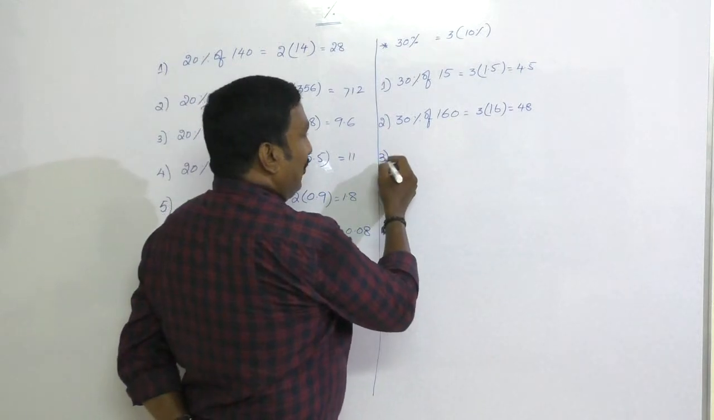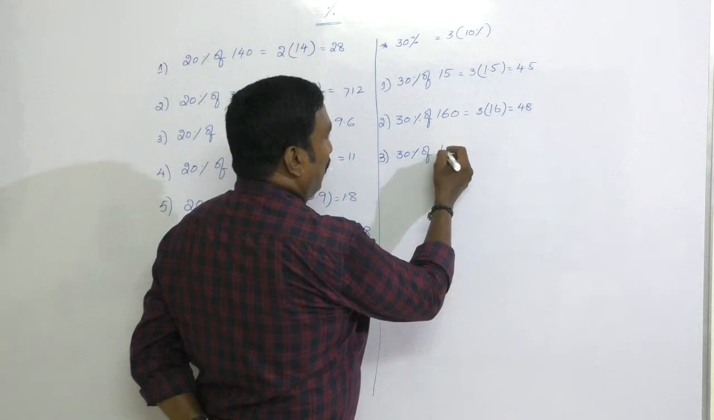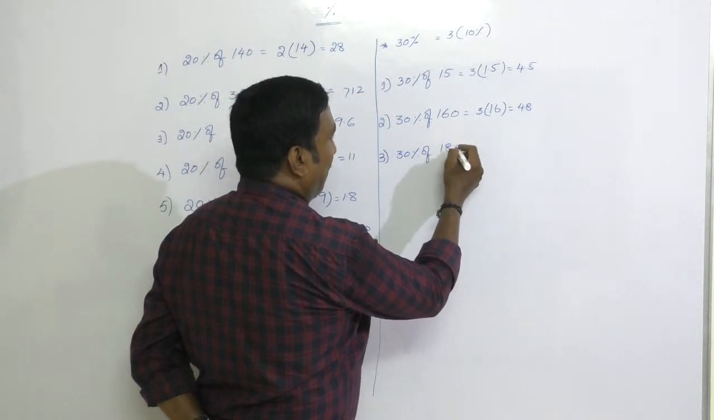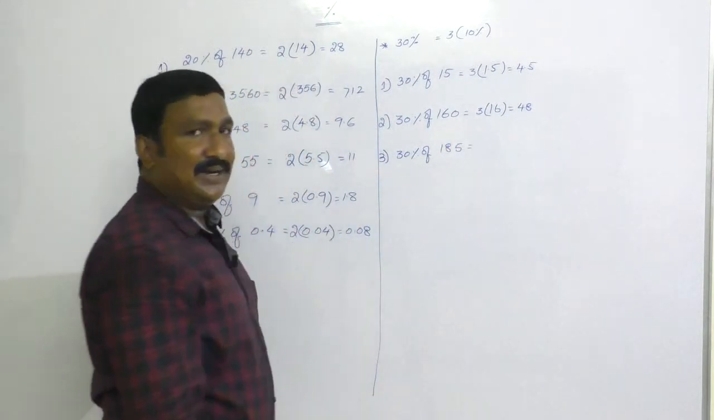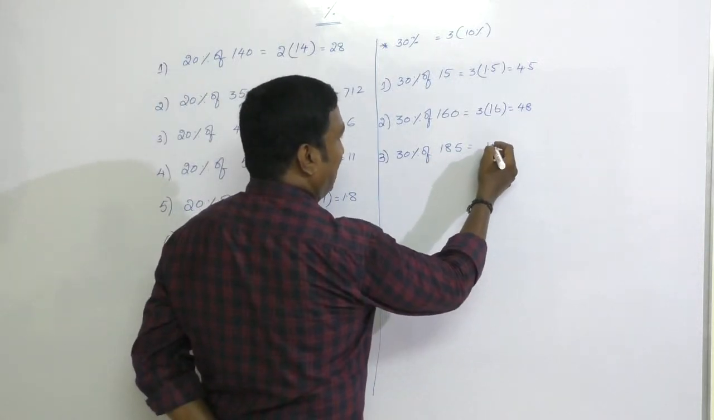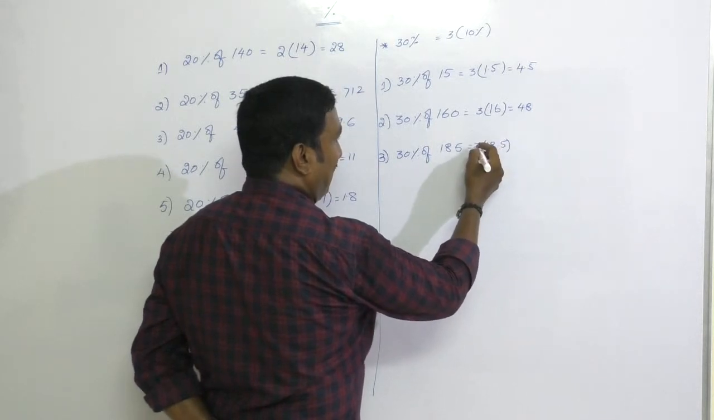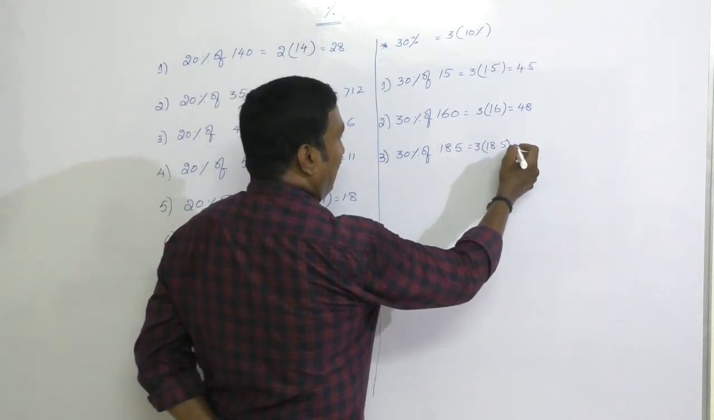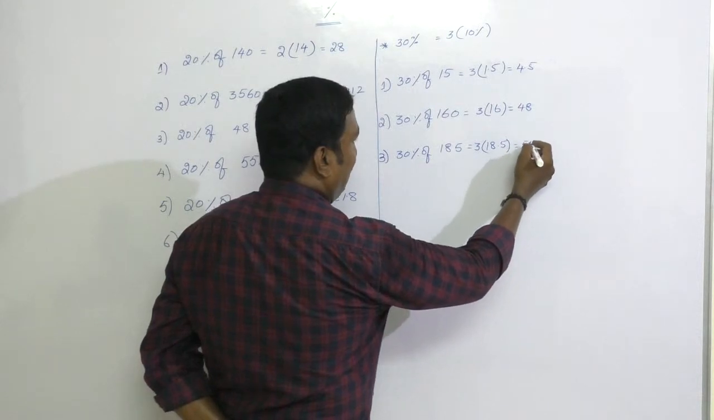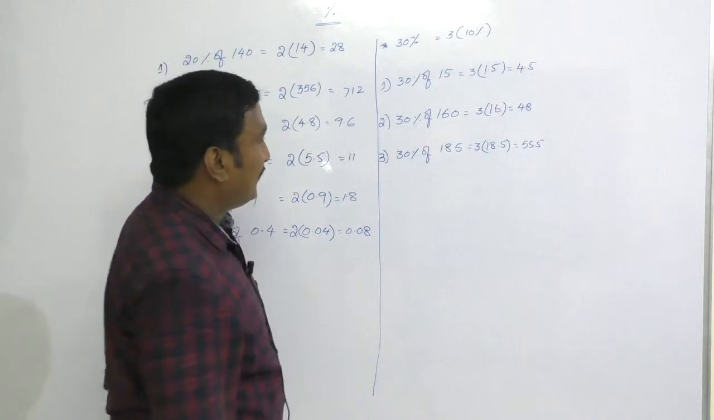Friends, next I want to calculate 30% of 185. So what is the 30% of 185? Now first calculate the 10% of 185. 10% of 185 is nothing but 18.5. Now we have to multiply it by 3. 3 into 18.5 is equal to how much will come? 55.5 will come. Okay now friends.